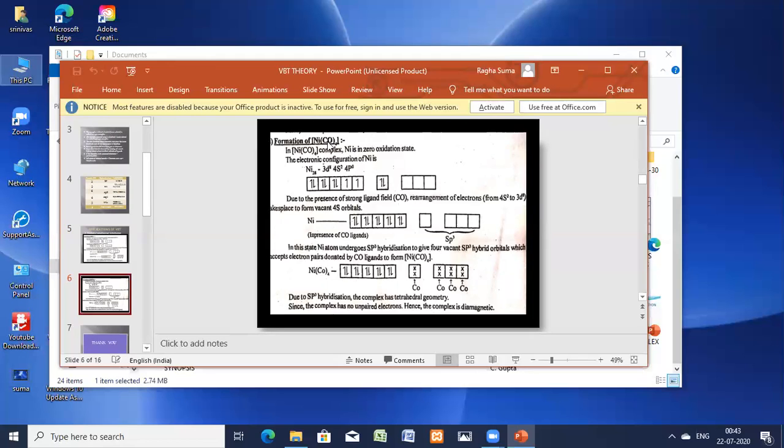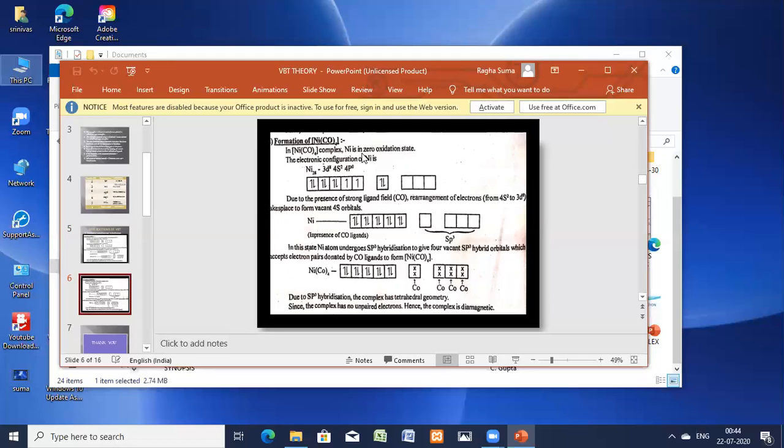So, 4 into 0. According to oxidation state, the charge is 0, but it will donate electrons. It is a ligand, so it will donate electrons to the central metal atom. That is secondary. But the charge of carbon monoxide is neutral, so the charge is 0. So x plus 4 into 0 is nothing but 0. So x is equal to 0. Therefore, the nickel oxidation state is 0.